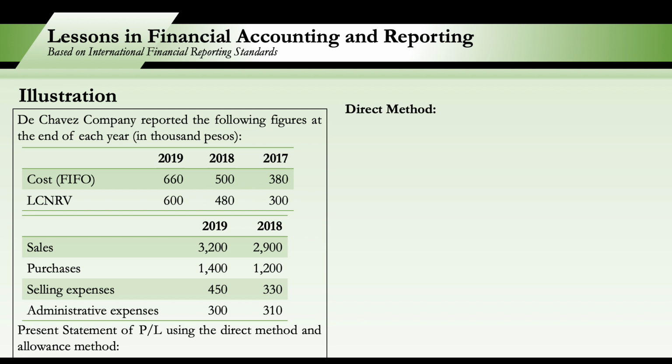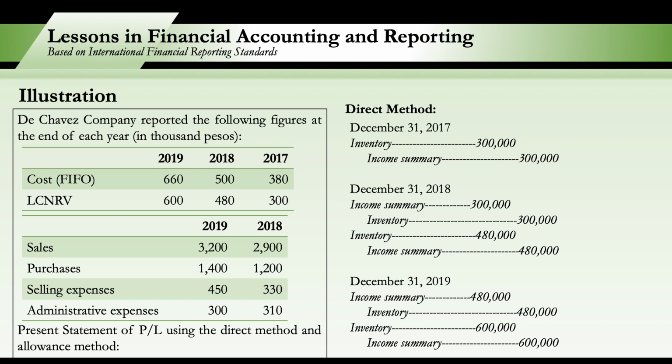And before the computation of the profit or loss, let us have first the entries using the direct method. So again, for direct method, we record directly the inventories at the end of each year using the lower of cost and NRV. So we have these entries. So in 2017, LCNRV is 300,000. So pagdating ng 2018, yan din yung i-close natin. And then in 2018, 480,000 ang lower. So pagdating ng 2019, i-close din yan.